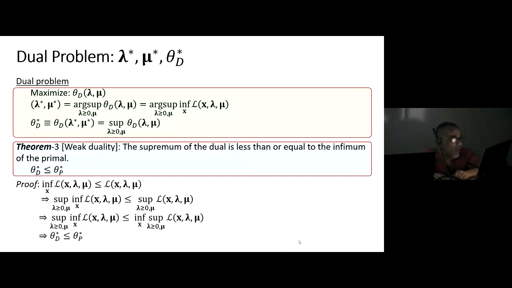Okay, and hence theta d star is less than or equal to theta p star. Now, theta d star is what? It's less than or equal to theta p star, but this is the maximum of the dual, right? So the maximum of the dual, and what's theta p star? It's the minimum of the primal, right? So in other words, for all values, this entire function, theta d, always is below theta p, right?